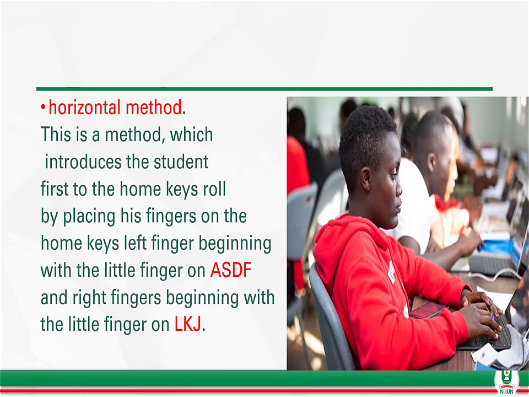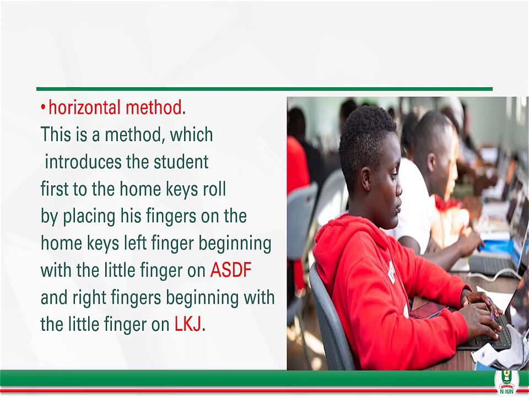We have the horizontal method, which introduces the student first to the home keys row by placing his five fingers on the home keys. The left hand begins with the little finger, the smallest finger, on A, S, D, F. That is the third row when you count from the bottom. If you look at the student, he is placing his fingers on A, S, D, F.